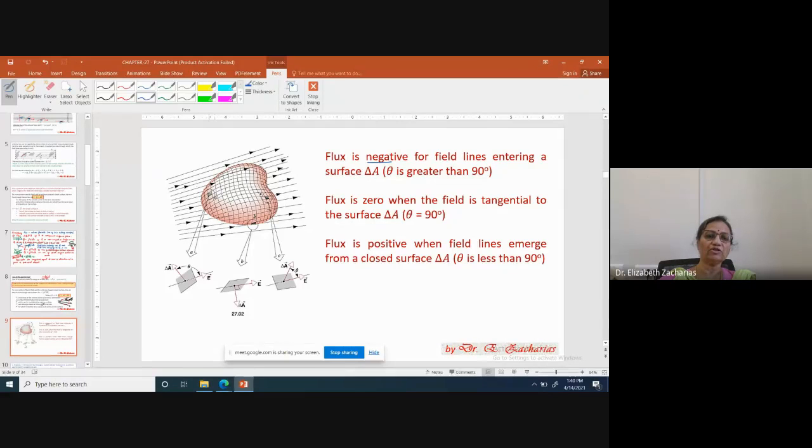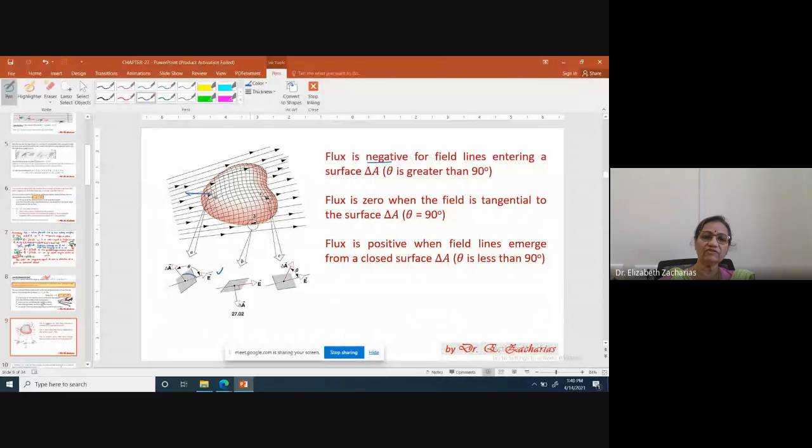Look at this picture here. For this first surface given here, you can see that the electric field line is entering into the surface. This is your electric field vector. And the area vector is a normal that you draw at this point. So that's your area vector. You can look at the angle between them. The angle between them will be greater than 90 degrees. Therefore, for this area, flux is negative.